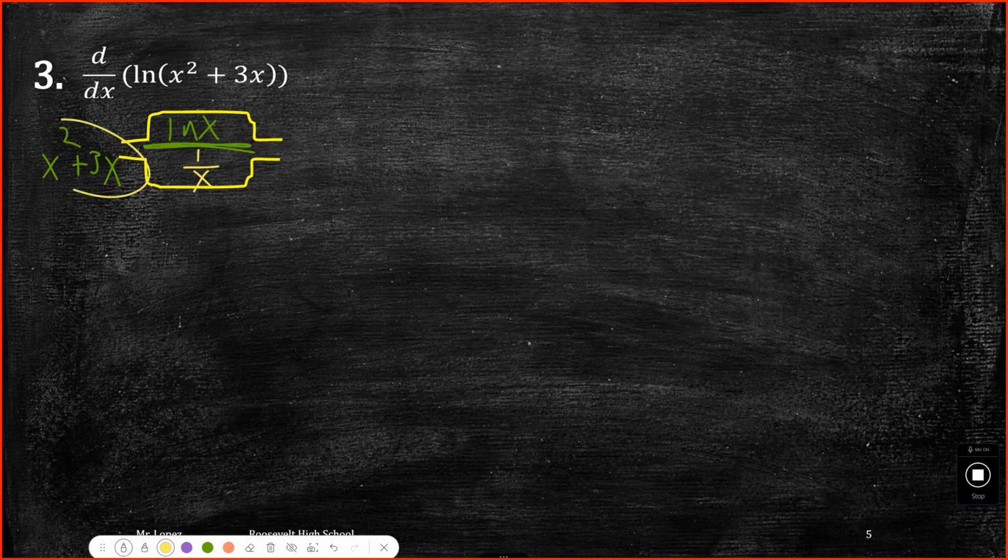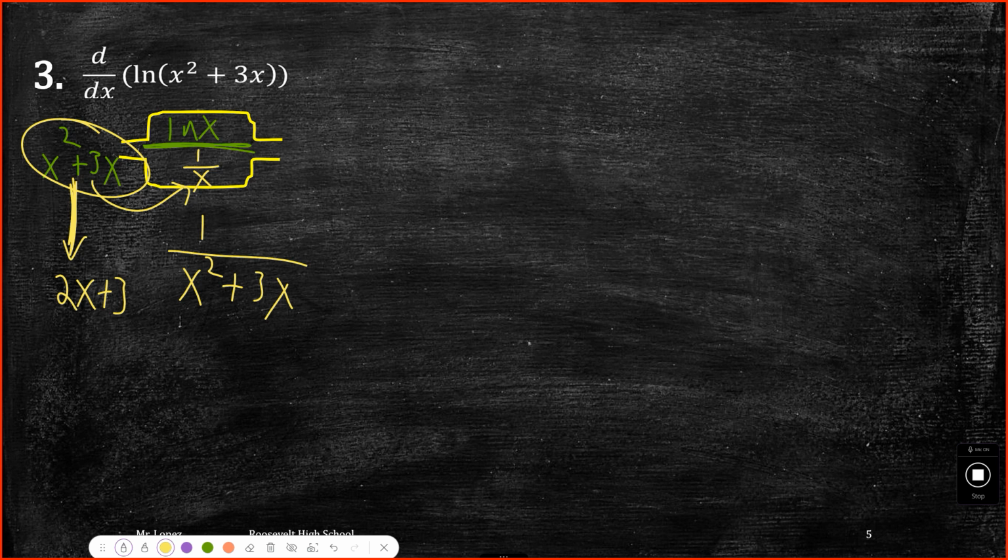We're going to evaluate this, plug it in there. So we get 1 over x squared plus 3x. We take the derivative of the inner, which is 2x plus 3. And then you just put it over here, which gives you on top 2x plus 3 over x squared plus 3x. And there's nothing more we can do with that.